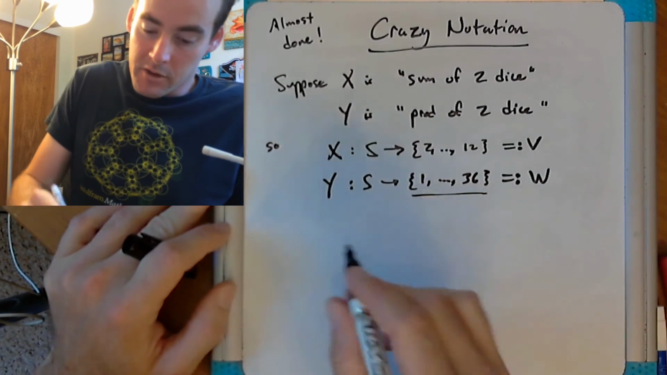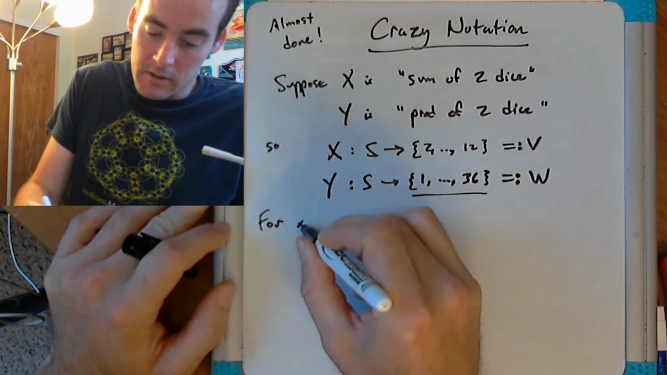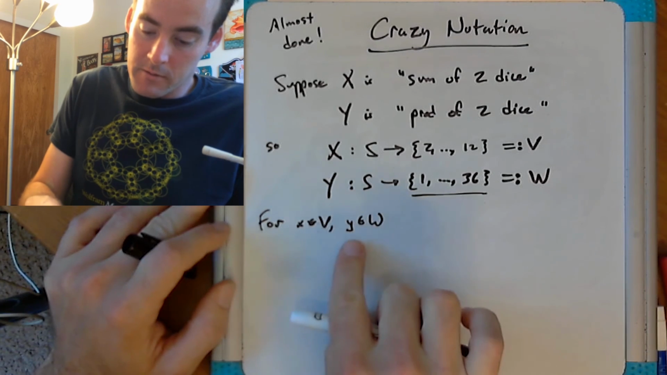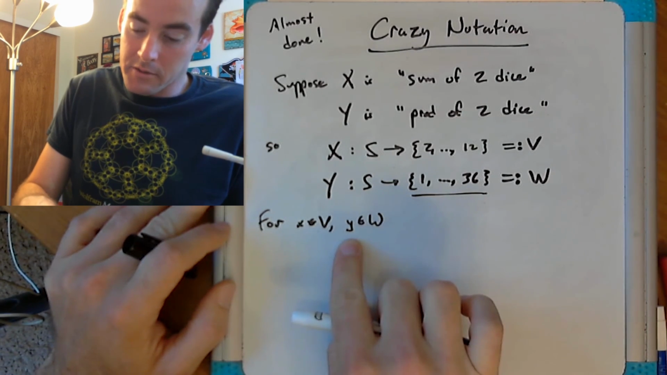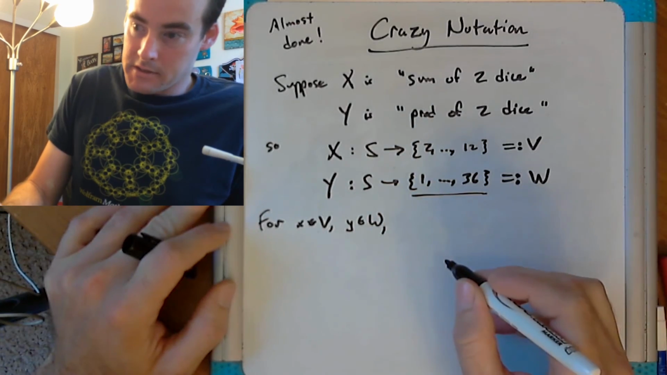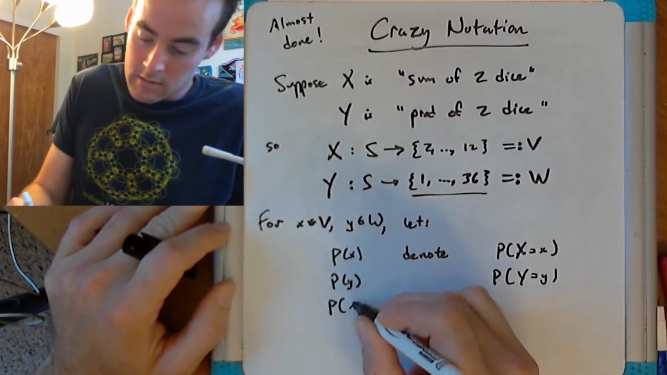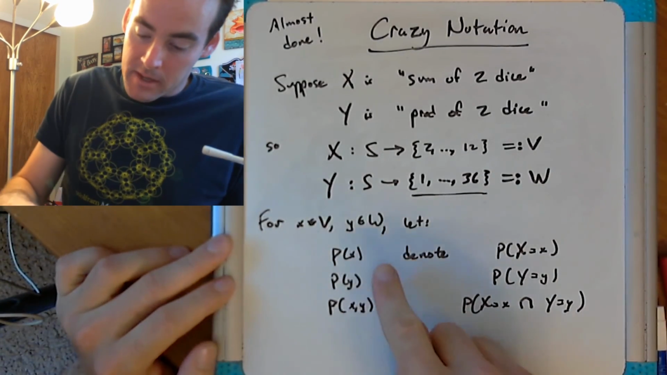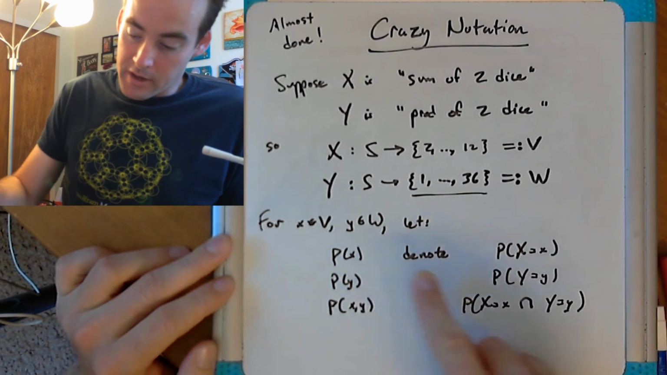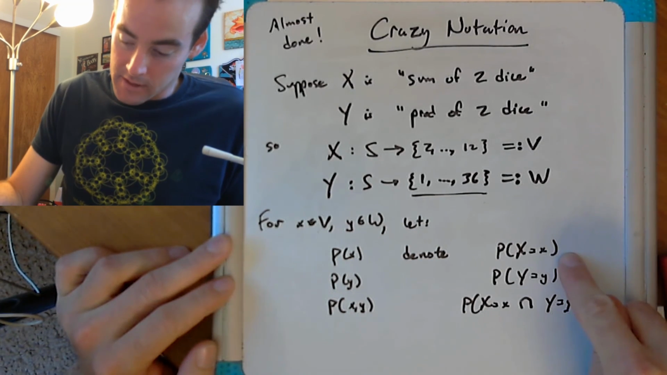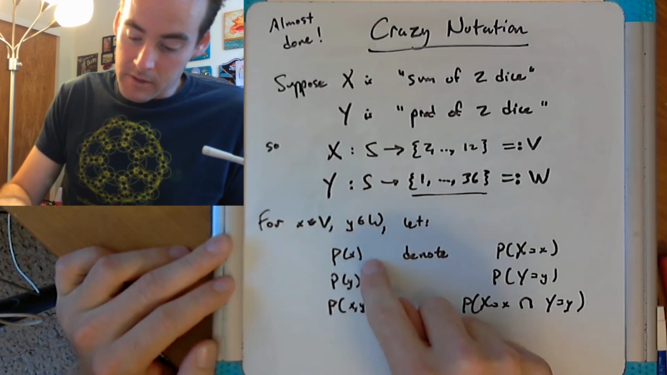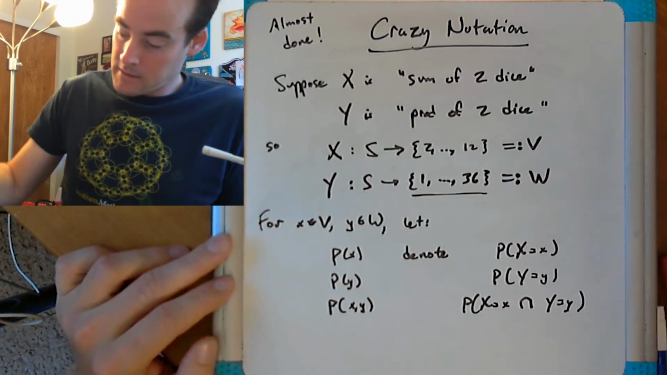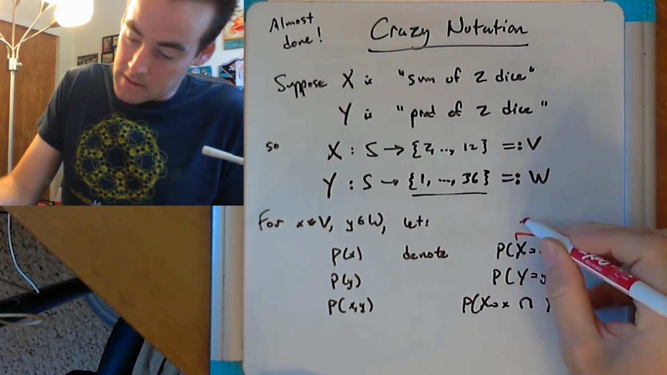So here's where some of the craziness comes in. For little x in v, little y in w. So this is some number between 2 and 12. This is some number between 1 and 36. People write P of x, little x, as shorthand for P of big X equals little x. In other words, they're saying, I want P of little x to mean the probability that the random variable capital X takes the value little x. So this is an event like we were seeing last slide.